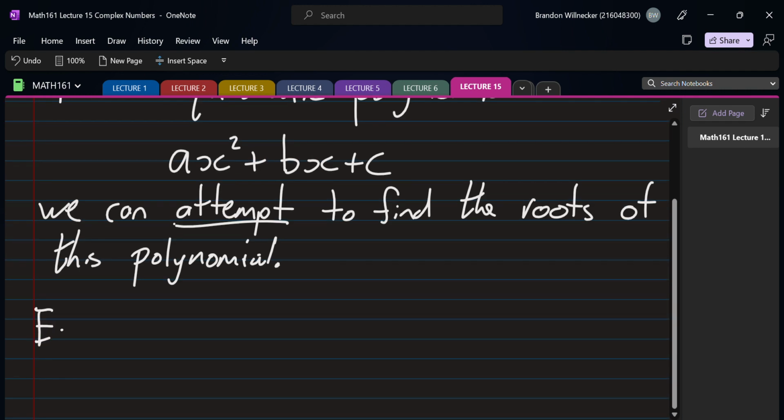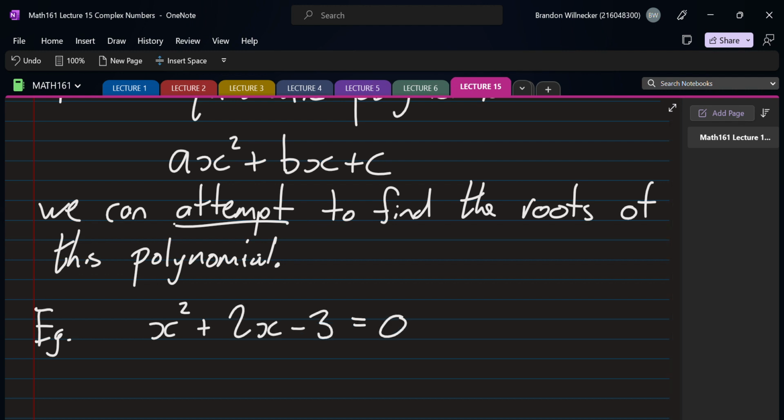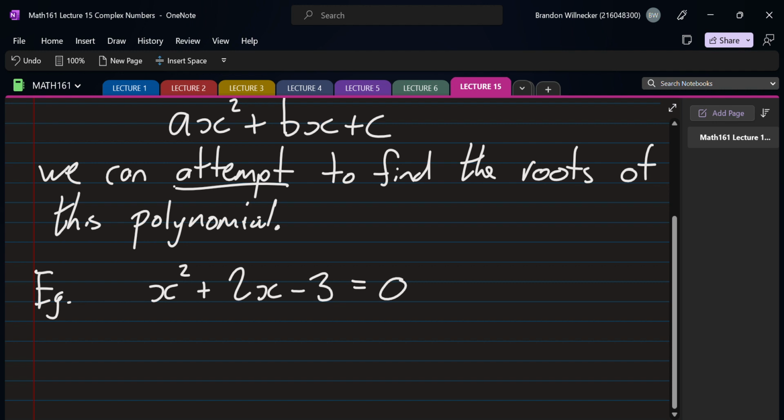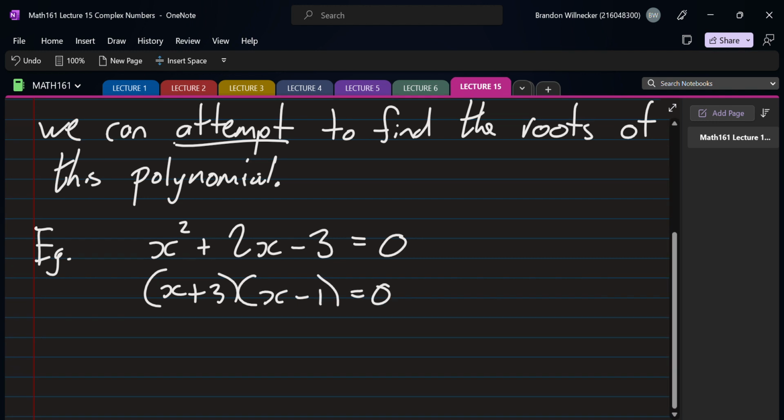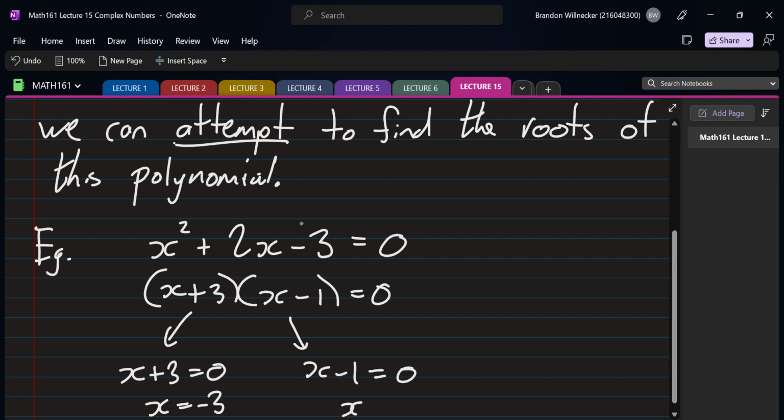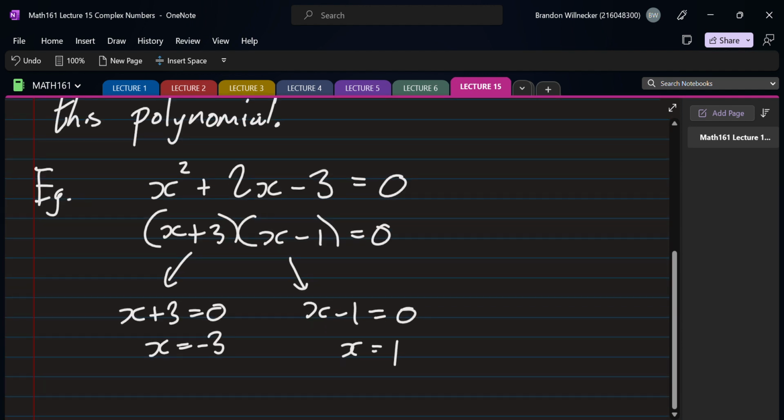So for example, let's say we had x squared plus 2x minus 3. We set that equal to 0 to find the roots. In this case, we can factor this quite easily. So this will be x plus 3, x minus 1. You can check that quickly just by multiplying this out. So here we get x plus 3 is equal to 0, so x equals minus 3. And on the other side, x minus 1 is equal to 0, x is equal to 1. So here we have two real roots for this quadratic polynomial. Everything's fine with that.